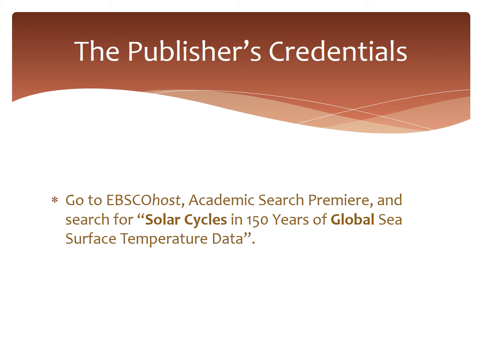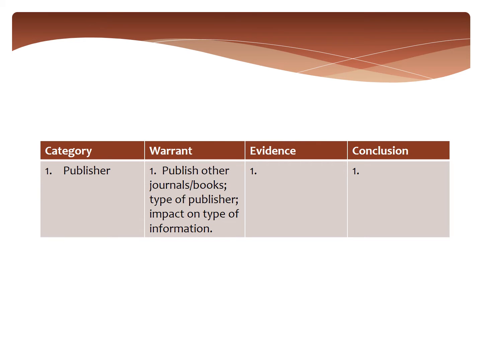Then open EBSCOhost, choose Academic Search Premier, and search for solar cycles in 150 years of global sea surface temperature data. Leave this open in a window or click on the title and print that information. Open a blank Word document. Insert a table with 4 columns and 2 rows. Set up the chart as shown here.